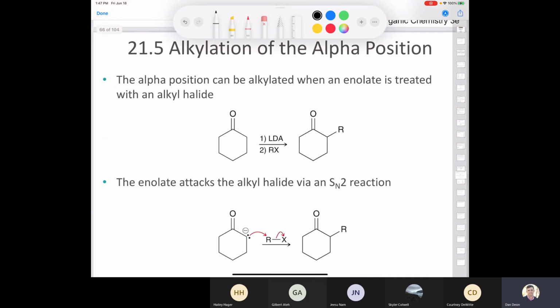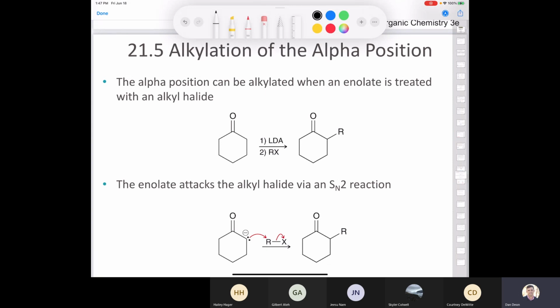Anyhow, with that in mind, let's turn our attention to 21.5. There's only a couple of sections left in chapter 21. In terms of new chemistry, it says here that the alpha position can be alkylated when enolate is treated with an alkyl halide. If I said, look, you guys, here's a new reaction, I'm not going to show you any mechanism, I guarantee you that everybody would be able to figure this mechanism out, wouldn't they? They'd all say, well, LDA is a poor nucleophile, but it's a very good base.